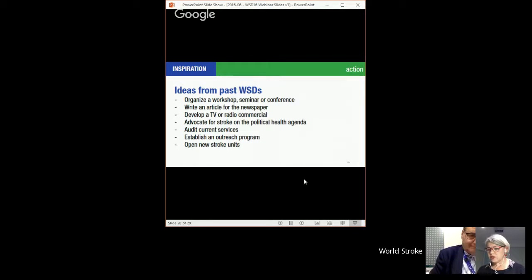We could activate for stroke on the public health agenda. Activate your supporters. Ask them to write to their MPs. We could also do some audits and publish the results to see what's actually happening in the system. And we can establish outreach programs. And if we're lucky, we can even get some new stroke units opening as well. But most importantly, World Stroke Day is the chance for you to leverage off the significant stroke activity around the world to achieve your local objectives as well as the objectives of the World Stroke Organisation.